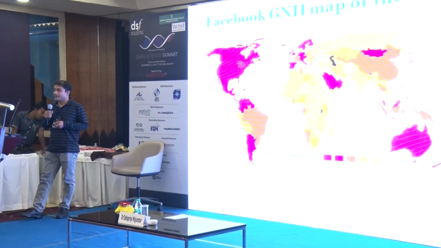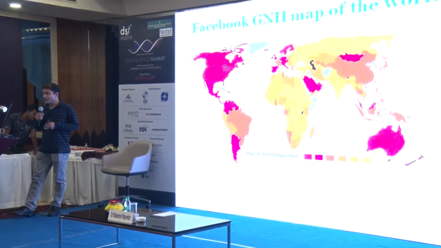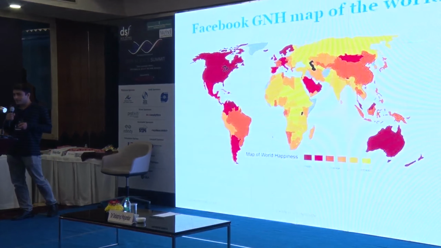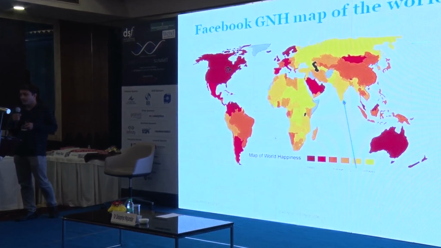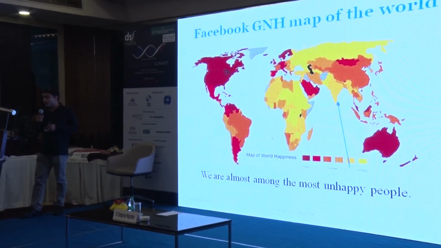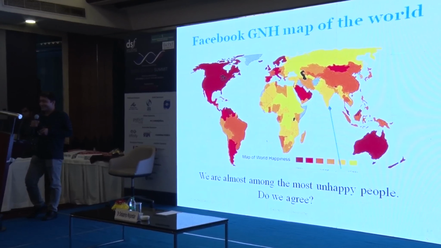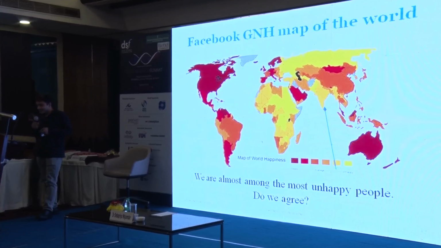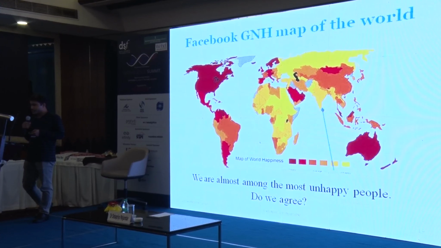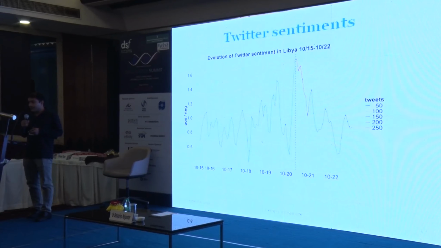They also had a happiness map of the world. The red is the happiest and the yellow is the unhappiest. And we are almost the most unhappy people. Okay, we are not the yellow, we are just the orange, slightly orange. So almost the most unhappy people, which is pretty evident.